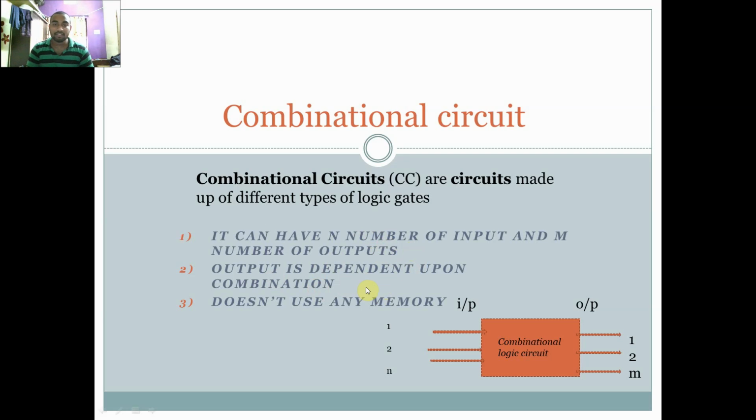In this type of circuit, the output is dependent upon the combination of inputs, and it does not use any memory, so we should not worry about memory. This is the diagram of a combinational logic circuit. Here 1 to n are the inputs, so it means we can have n number of inputs and we can get m number of outputs.